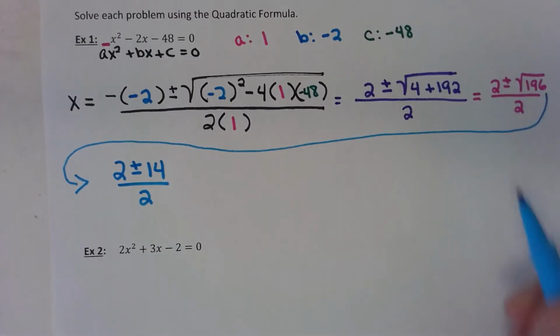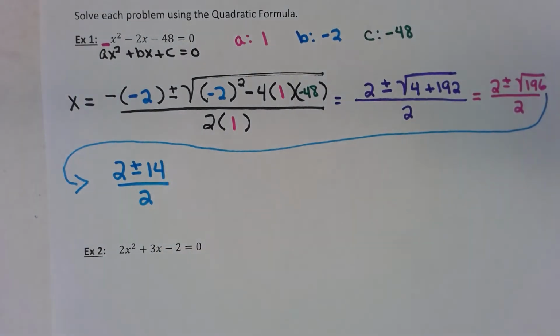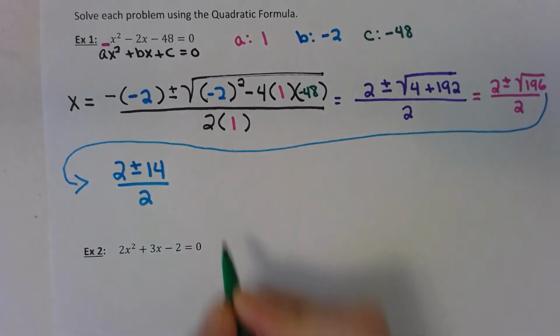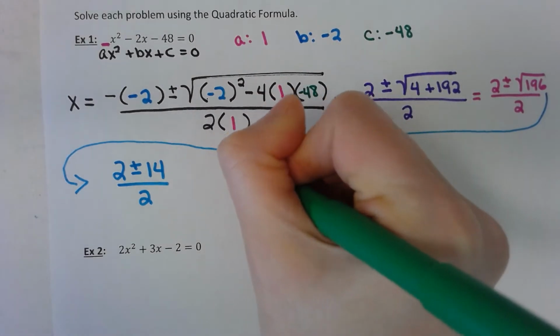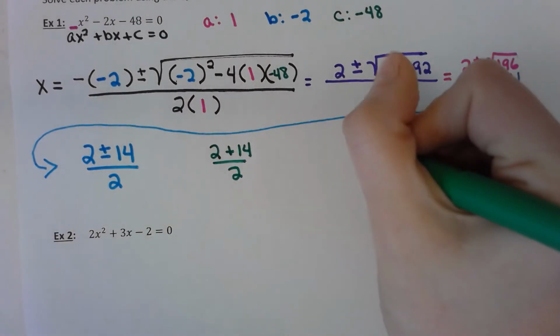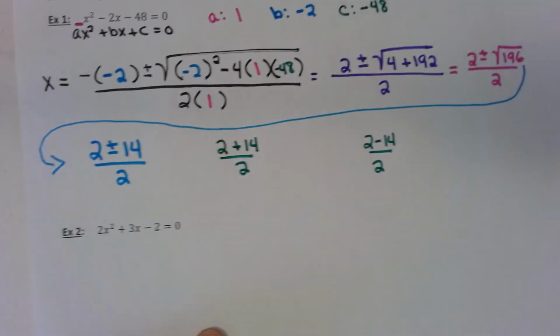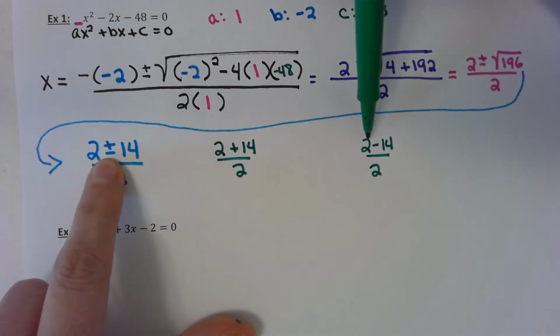I want you to notice that when I took the square root of 196, I did not put the square root sign anymore. And now that we've finally got all this simplified, we are going to break this apart into 2 problems, because that's what that little plus or minus sign actually means. It means one of our problems is 2 plus 14 divided by 2, and our other problem would be 2 minus 14 divided by 2. So all I did was one of these with the plus sign and one of these with the minus sign.